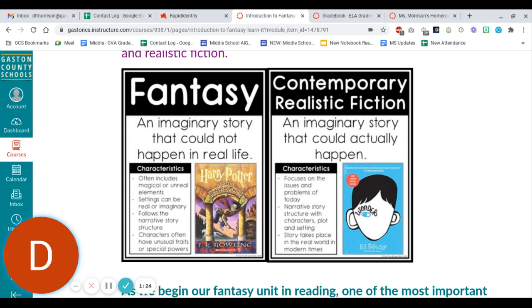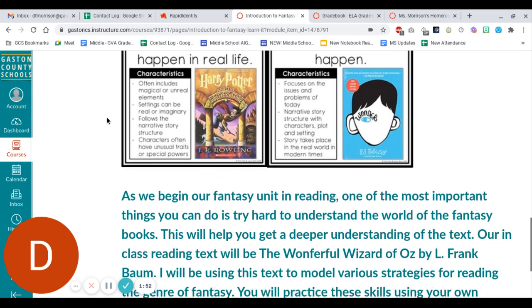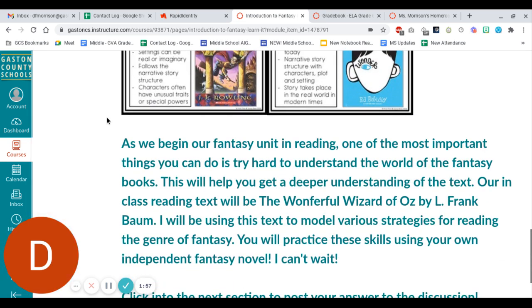In realistic fiction, it focuses on issues and problems that they're having in today's world. It is a narrative story as well, structured with characters, plot, and setting. The same thing as in the fantasy. But the story here, the setting, takes place in the real world in modern times. So we're going to focus on imaginary things that could not happen in real life. But it still has a normal story structure with characters, plot, and our setting.